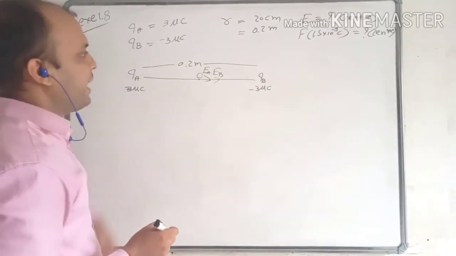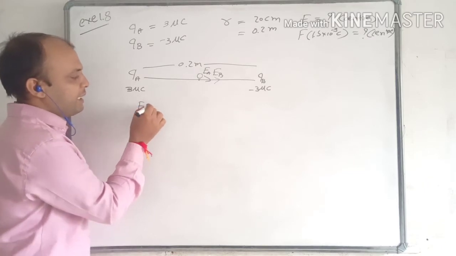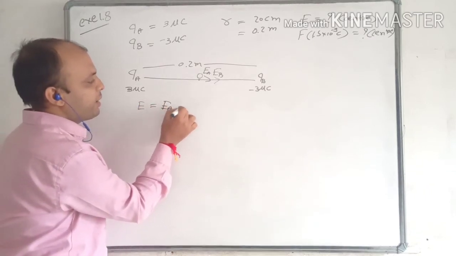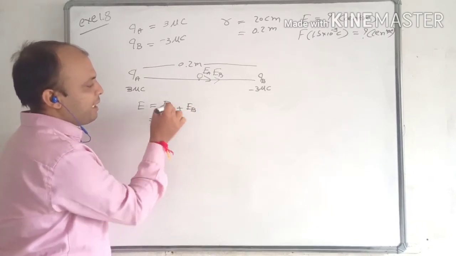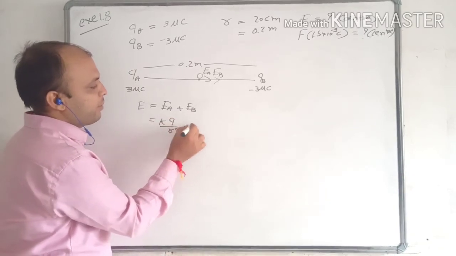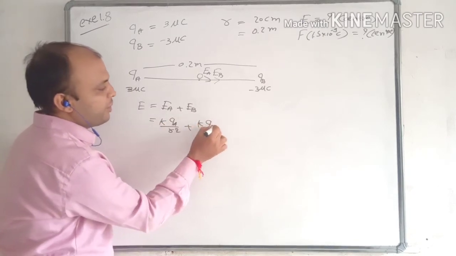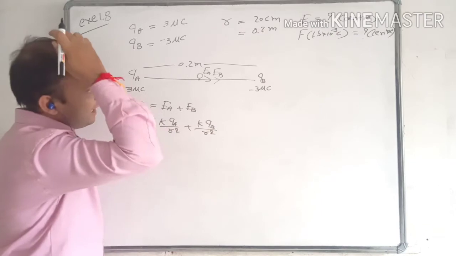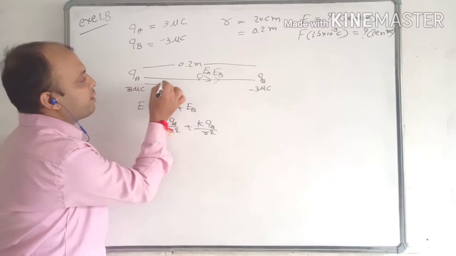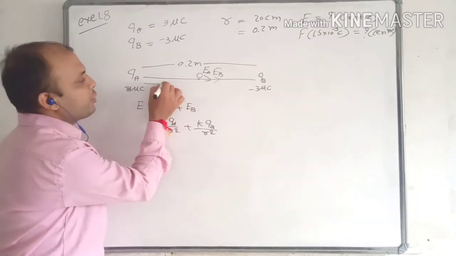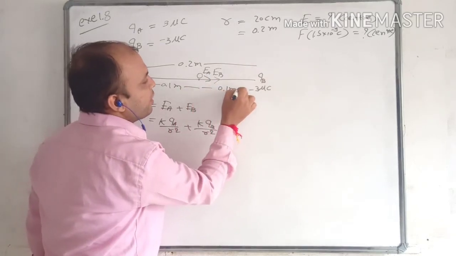Now we have to find the electric field at the center O. So the total electric field will be EA plus EB. So the electric field will be KQ upon R square plus KQ upon R square, the first for the A charge and the second for the B charge. Now at the center, what will the distance be? We are taking this as the center, so the distance from A to the center will be 0.1 meter, and from B to the center that is also 0.1 meter.